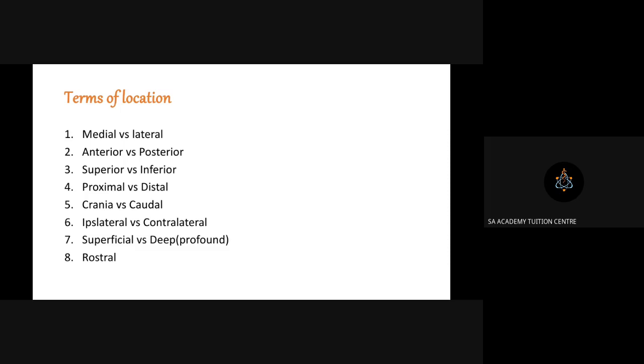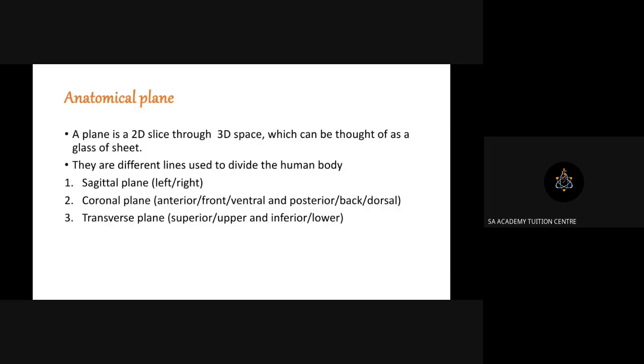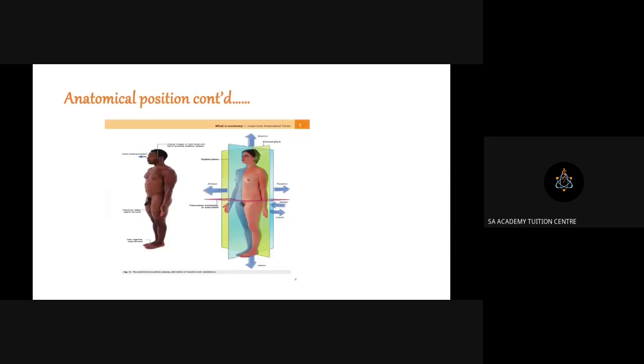All right, so medial versus lateral, we'll give an example of the thumb and the little finger. The little finger is nearer to the median sagittal plane than the thumb. So you would say the little finger is medial to the thumb. In the same vein, we would say the thumb is lateral to the little finger.